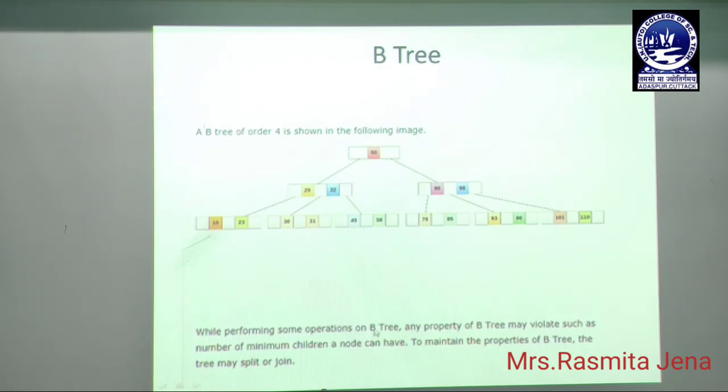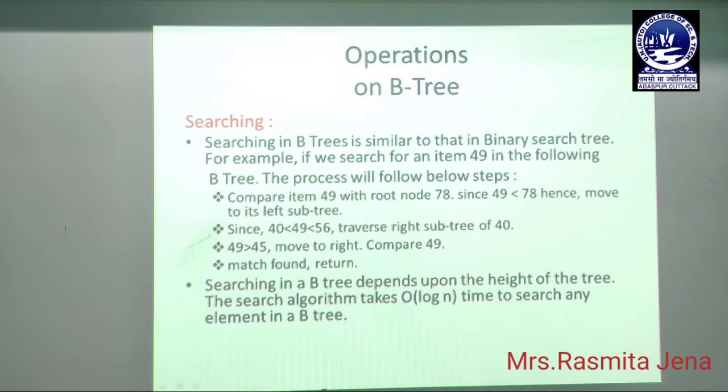While performing some operations on a B tree, any property of the B tree may be violated, such as the minimum number of children a node can have. To maintain these properties, we may split a node or we may join nodes. That means when we form a B tree or insert a node into the B tree, if any property is violated, then we may split a particular node or join two nodes. Next we will see the different operations in B tree.